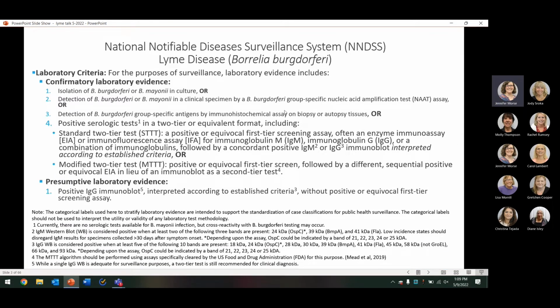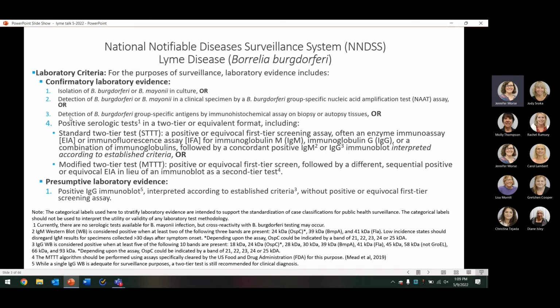For the lab criteria, again, I know this is busy. These first 3 I put in a smaller font on purpose. These are talking about actual direct testing, so isolation of the organism, Borrelia burgdorferi, or Borrelia mayonii, which is another organism that causes Lyme, mostly from Europe, but it's really rare to see that in the U.S. Detection of the organism itself through like PCR testing or staining.